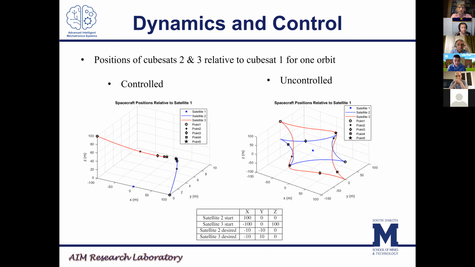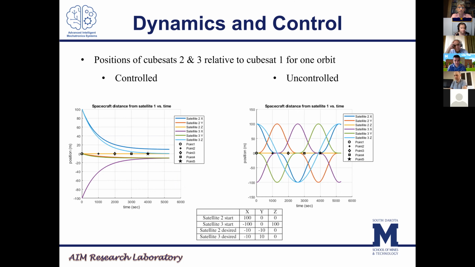But for the control system, we've defined a goal in the table of X being -10 and Y being plus or minus 10, so they're trailing behind it in the orbit. We can see that the controller exponentially decays the position values down to their goal. These plots are the same as the previous ones, except instead of being 3-dimensional, they are 1-dimensional, and we've plotted each of the X, Y, and Z values. The uncontrolled system just oscillates and continues over time, whereas in the controlled system, the states decay down to the goal of plus or minus 10 pretty rapidly.